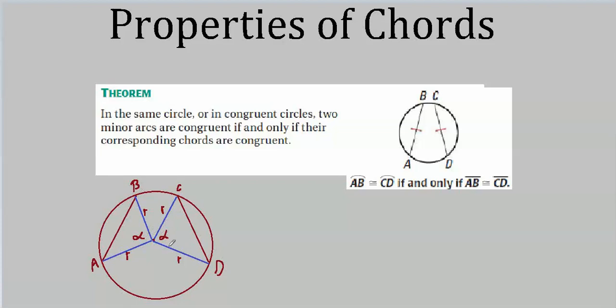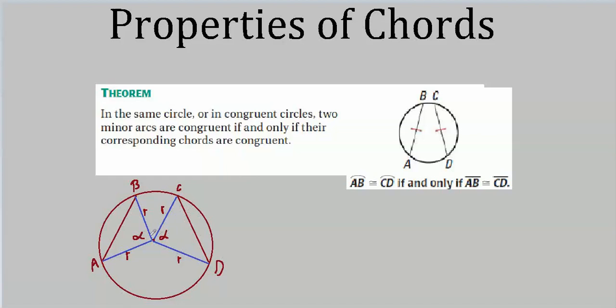So, side, angle, side says that these two triangles are congruent, thus, from corresponding parts of congruent triangles being congruent, AB must be congruent to CD. That's pretty simple. And if we go the other way, well, again, R and R are congruent, and if we know that the segment AB is congruent to CD, well, now we've got side, side, side congruence.